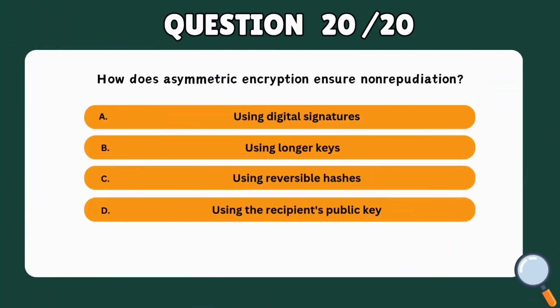Question 20. How does asymmetric encryption ensure non-repudiation? A. Using digital signatures. B. Using longer keys. C. Using reversible hashes. D. Using the recipient's public key. Correct answer: A. Using digital signatures.